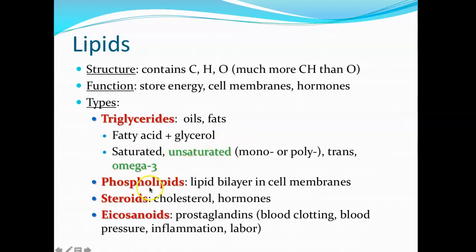You have phospholipids, and I'll talk about those in a minute. This is the type of lipid that makes up the cell membrane. You have steroid lipids. Steroids are going to include cholesterol and the sex hormones, testosterone, estrogen, and progesterone. So testosterone, estrogen, and progesterone are actual lipids. But some people might not have known that.